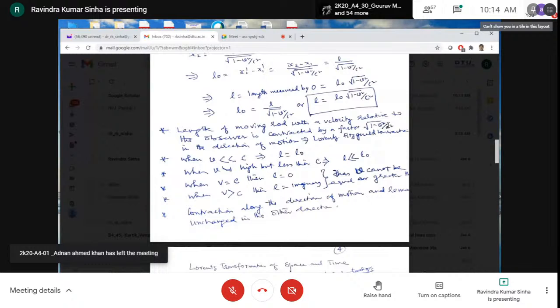So V cannot be equal to C or greater than C. So contraction along the direction of motion remains unchanged in the other direction.